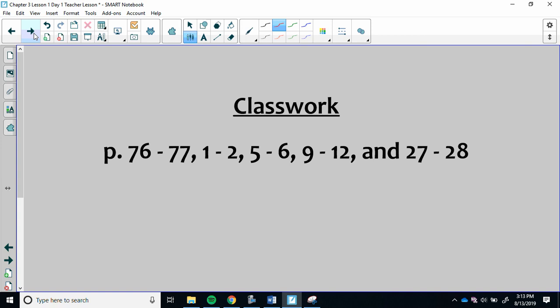So for tomorrow, be ready to work. We're going to work on pages 76 and 77. You can see the problems there: 1 to 2, 5 to 6, 9 to 12, and 27 to 28. You guys have a good night, and we will see you tomorrow.